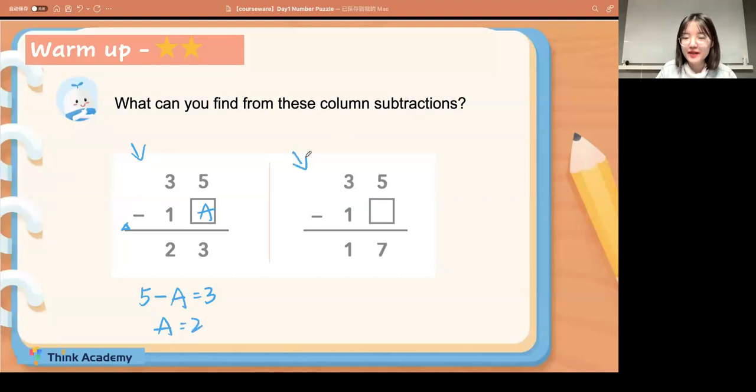Then for the second column, 5 minus a number equals 7. So what's this number? Can you type it in the chat box? Oh, thank you, Ryan. Thank you, Olivia. Thank you, Ethan. Thank you, Teddy. Thank you, Jasper. Different answers. Okay, so actually, if the number becomes larger after we take away something, after we minus a number, it means there will be a hidden 10 in the 5. So for this 5, actually, it will be 15.